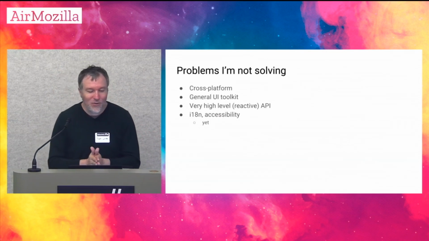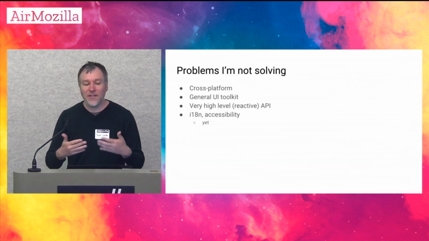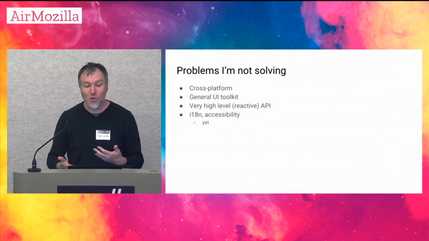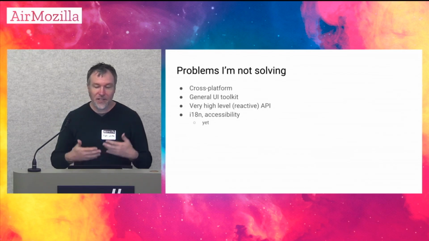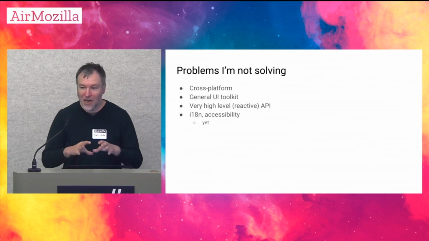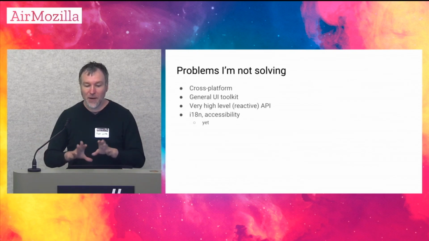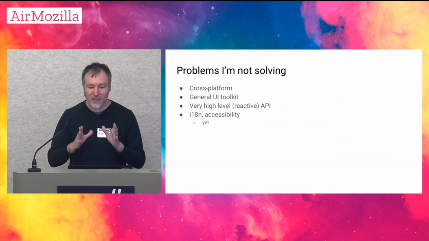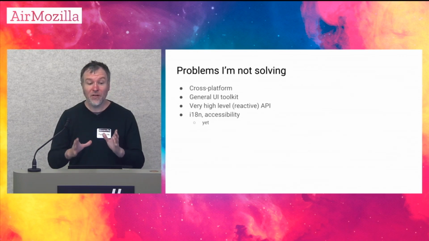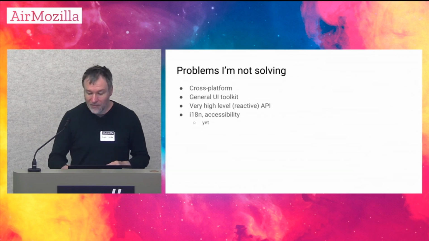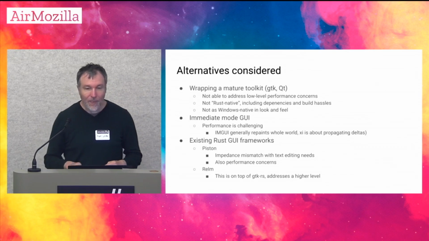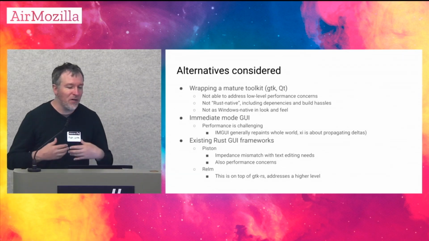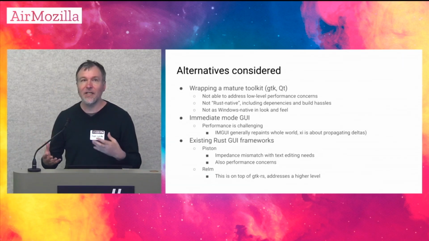And also, just to emphasize, at the moment this is experimental and this is kind of a toy toolkit. I'm not doing internationalization. I'm not doing accessibility. I'd like to have a structure that makes those things possible. For it to become really real, those problems need to be solved, but I'm not doing that today. So I wanted to go through some of the alternatives that I considered.